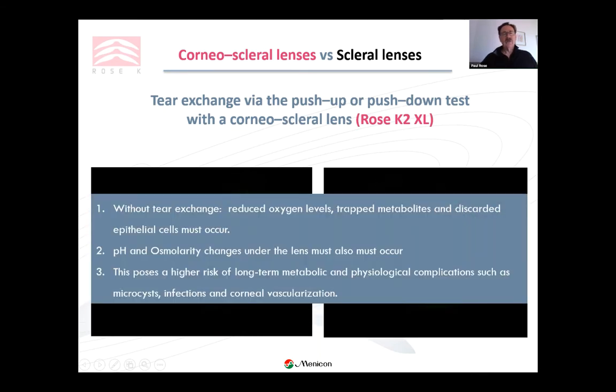So without tear exchange, reduced oxygen levels, trapped metabolites and discarded epithelial cells must occur. So pH and osmolarity changes under the lens must also occur if you're not getting tear exchange, which poses a higher risk of long-term metabolic and physiological complications such as microcysts, infections, and corneal vascularization. So for me, it's great to have tear exchange if you possibly can.